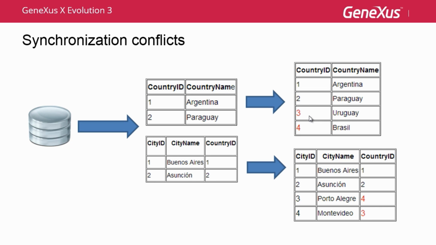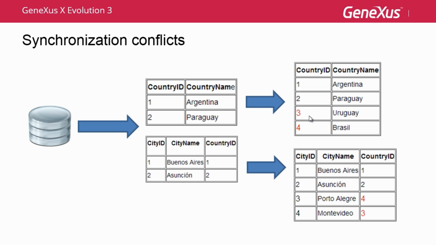The other interesting thing to note here is that modifications may also be done in cascade. That is, Uruguay with ID 3 and Brazil with ID 4 are also modified on the city table. Because it has foreign key, they're modified there for consistency.